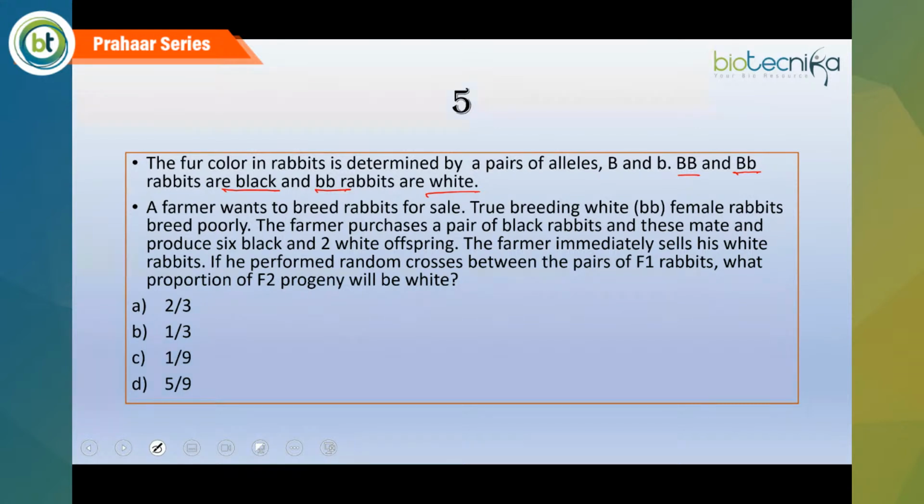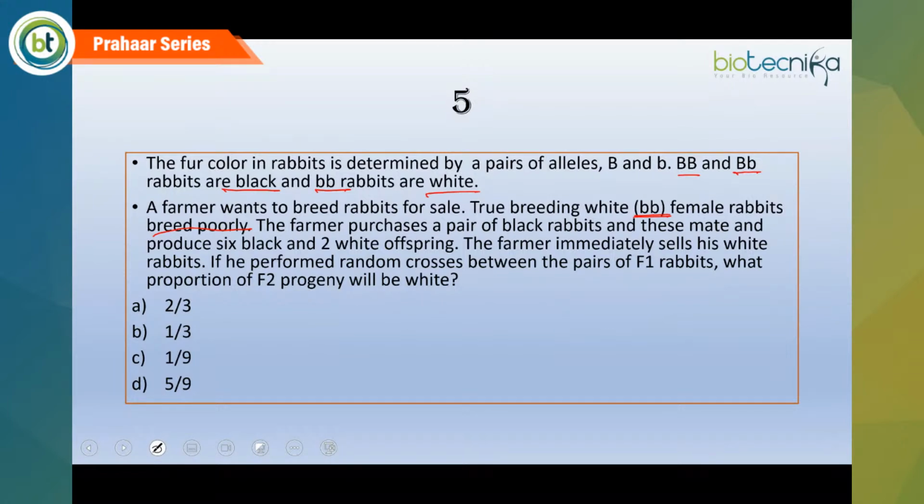True breeding white rabbit females breed poorly. The farmer purchases a pair of black rabbits and they mate and produce 6 black and 2 white offspring. The farmer immediately sells his white rabbits. If he performed random crosses between the pairs of F1 rabbits, what proportion of F2 progeny will be white?